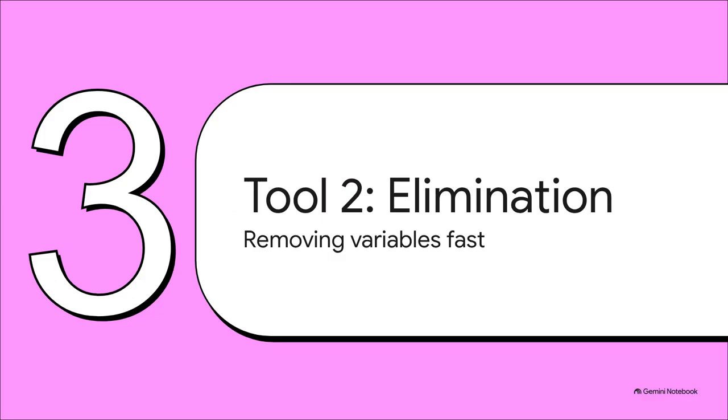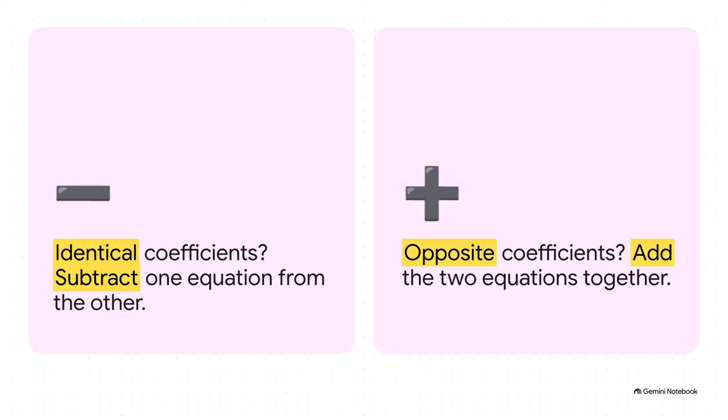Moving right along. Section 3, Tool 2, Elimination. Look, sometimes substitution is just way too slow, or it creates this absolute nightmare of fractions. That is exactly when we pull out elimination. Let's break down the core logic here. I want you to look really closely at the equations you're given. Ask yourself, do the coefficients for a single variable match?